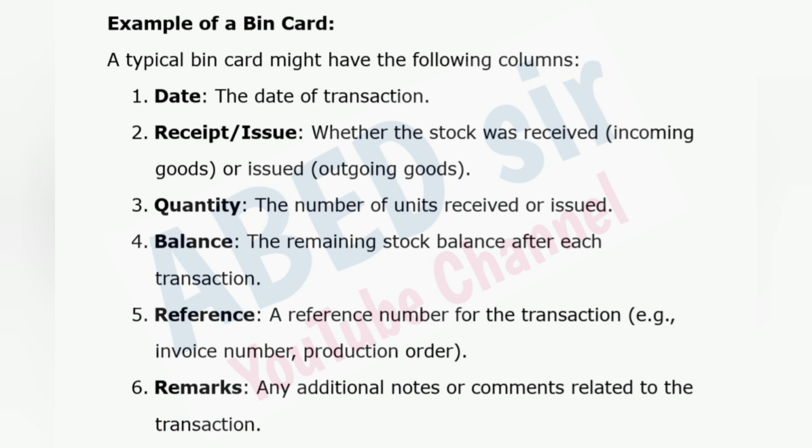A typical bin card might have the following columns. 1. Date, the date of transaction. 2. Receipt issue, whether the stock was received, incoming goods, or issued, outgoing goods. 3. Quantity, the number of units received or issued. 4. Balance, the remaining stock balance after each transaction. 5. Reference, a reference number for the transaction, example, invoice number, production order. 6. Remarks, any additional notes or comments related to the transaction.